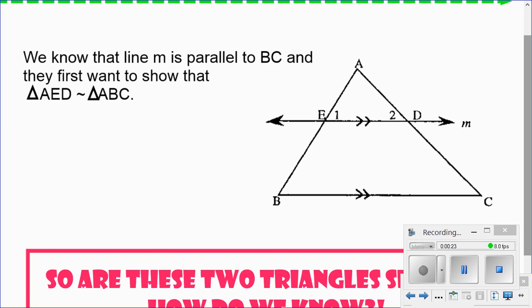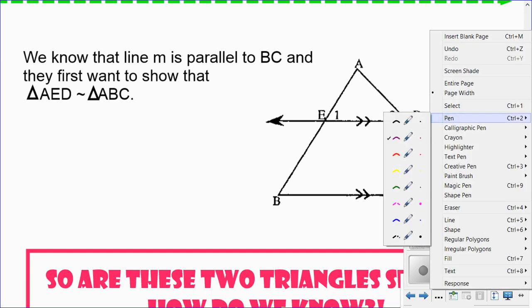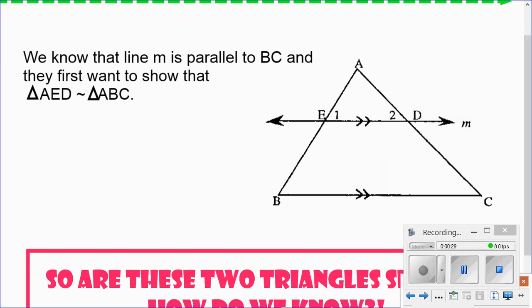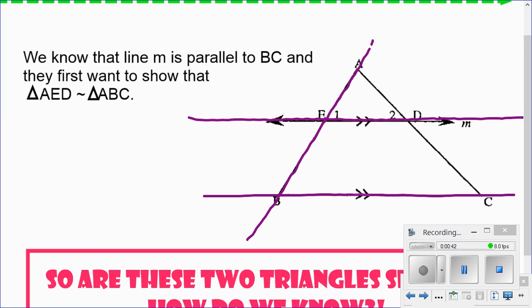So let's take a look at these parallel lines. Let me grab my pen here. So if I highlight these parallel lines, just extend them a little bit. If I were to draw in this transversal, remember what we learned about parallel lines cut by a transversal. We learned that alternate interior angles are congruent and corresponding angles are congruent.